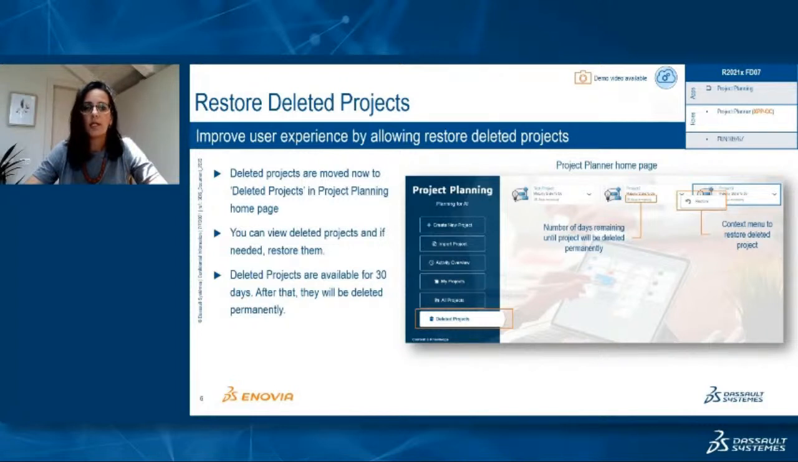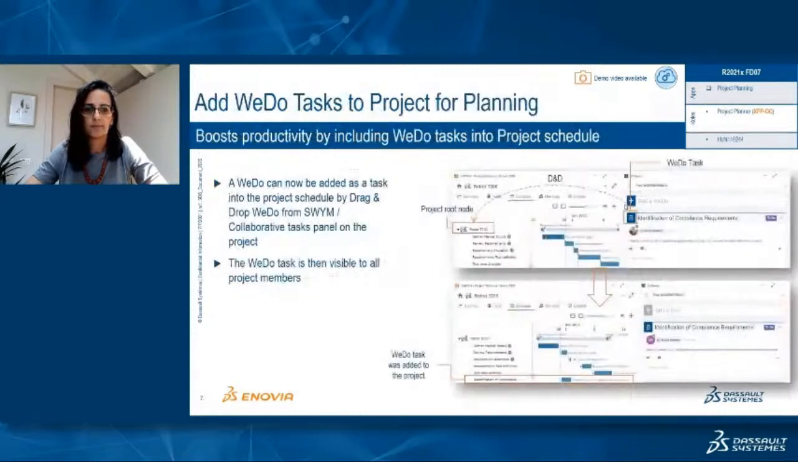The deleted projects are kept in the recycle bin only for 30 days, and you have an indication of how many days are left before the project will be deleted permanently. Once you decide to restore the project, it will be moved to either the all projects or my projects list, just like it was before it was deleted.